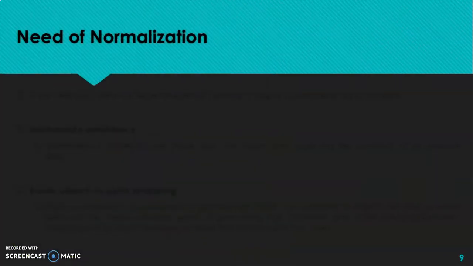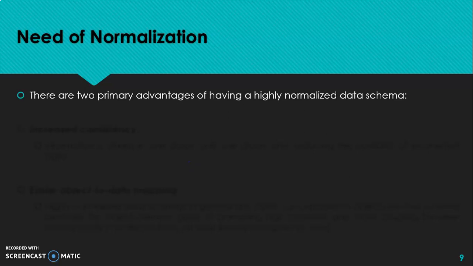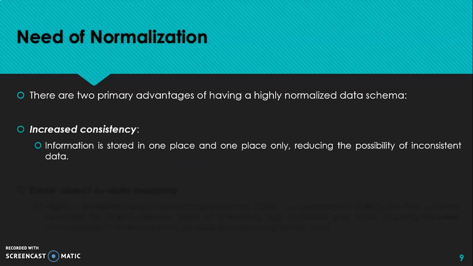So why do we need normalization? There are two main advantages of having a highly normalized database schema. The first is increased consistency. Information is stored in one place and thus the possibility of inconsistent data is reduced.